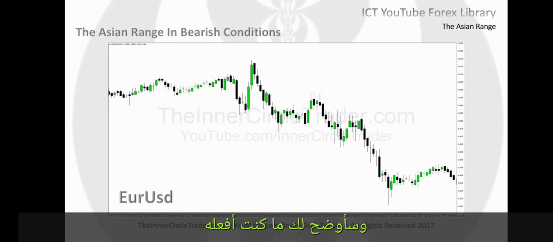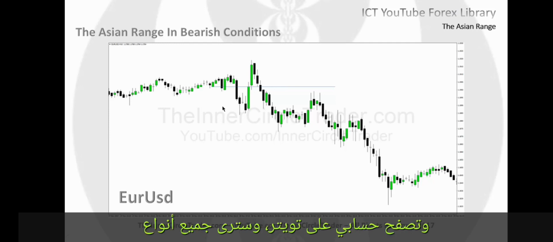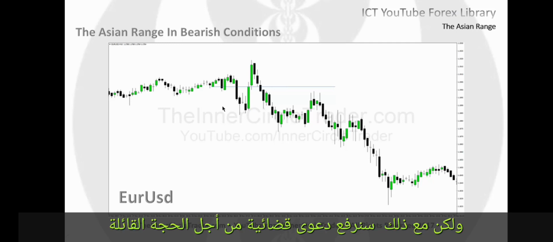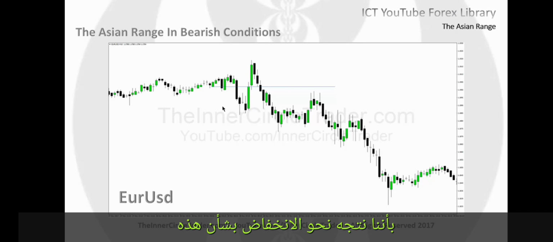And I'm going to show you what I was doing prior to learning about the Asian range. There's the opening price again, this candle. And I would be looking for bearish price movement. And if we're going to just suspend your disbelief whether or not I was actually bearish before this day or not, trust me, go through my Twitter, you'll see all kinds of examples of me doing this very thing. But nonetheless, we're going to assume for sake of argument that we're bearish on this particular currency that day.